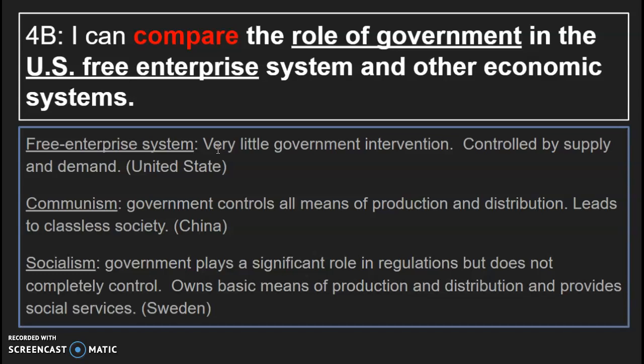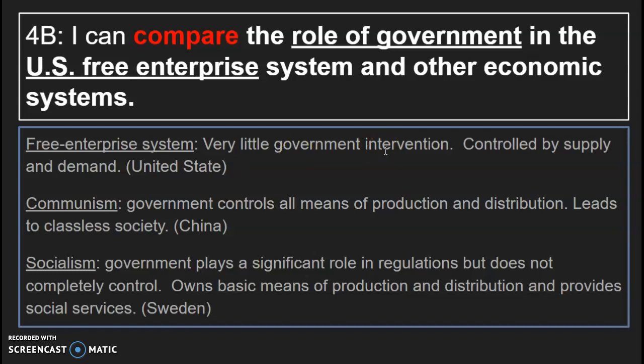So if I wanted to start a cell phone company, or if I wanted to start a food truck, and I wanted to make profits, there's some regulation, but the government's basically going to let me make as much money as I possibly can with that. Now, in a free enterprise system, everything is controlled by supply and demand. So in the United States, if they supply it and there's a demand for it, people will go out and buy it.